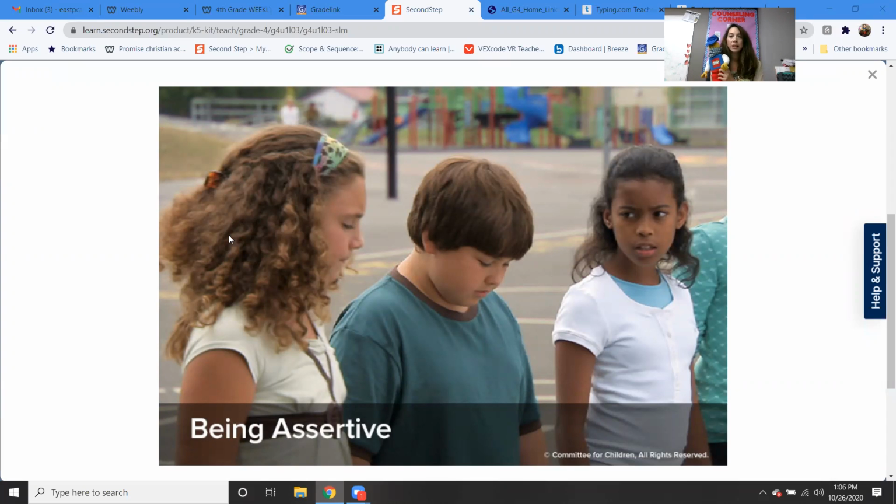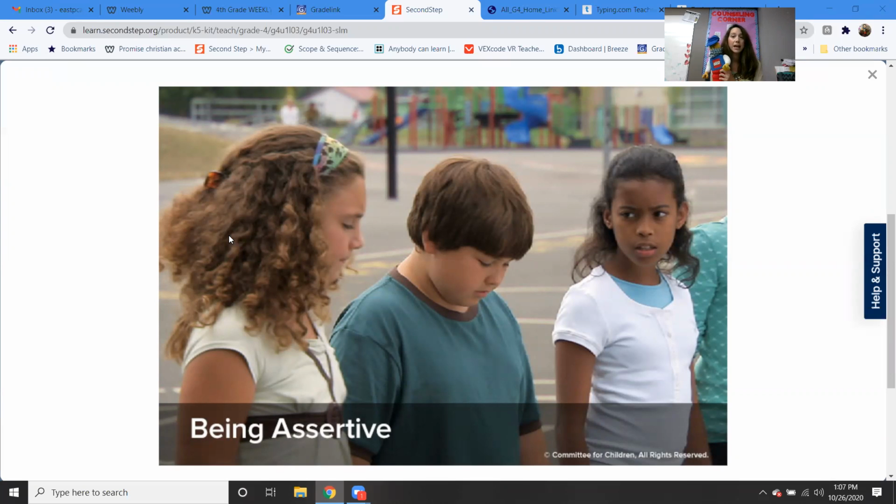And so that's really what we want you guys to learn this week, because it's something that you can use not only in the classroom at home, but online as well. If you see something going on and maybe you're in a chat or something, you may need to speak up and be assertive about different issues.